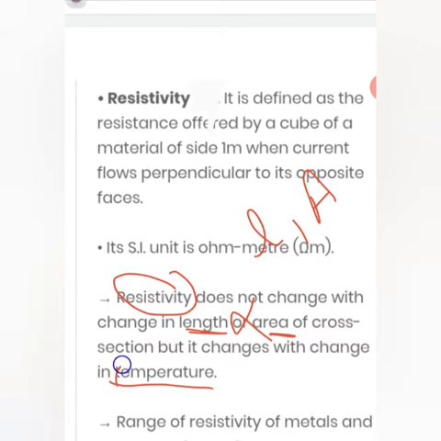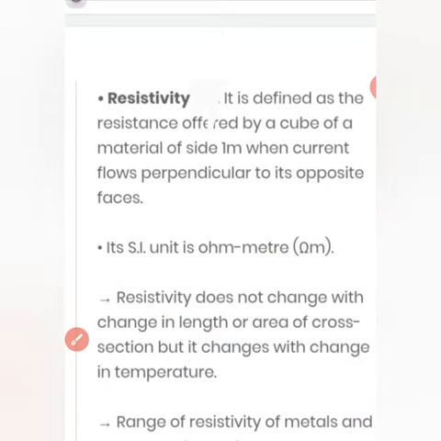It depends on the temperature, and also on the nature of the substance, wire or conductor. So resistivity depends on temperature and nature, while resistance depends on length, area, as well as on nature and temperature. Range of resistivity for metals, this you have to remember. It is ranging from 10 to the power minus 8 to 10 to the power minus 6 ohm meter.